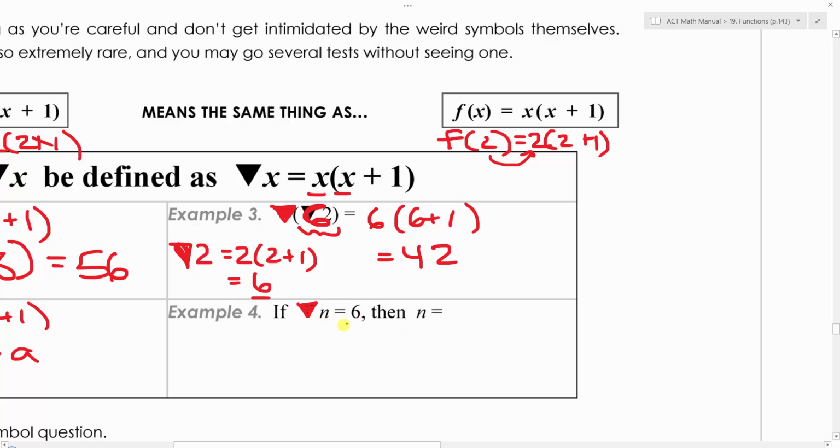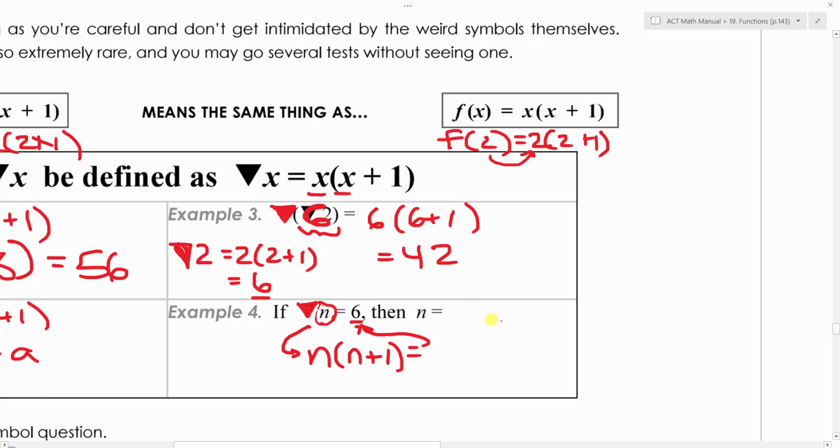So notice what they're doing here. They're not giving me the input. They're telling me that they are giving me the input, but it's a variable. I don't know what that input is, but they're telling me that when that variable goes into this weird symbol function, I get out a 6. So in other words, there's a missing piece here. Upside down black triangle n would be n times n plus 1, and they're telling me that equals 6.